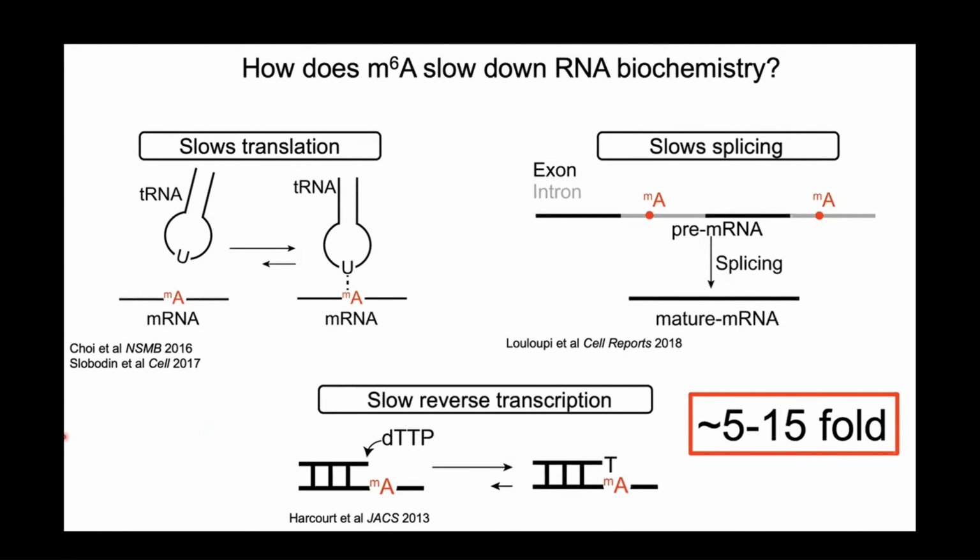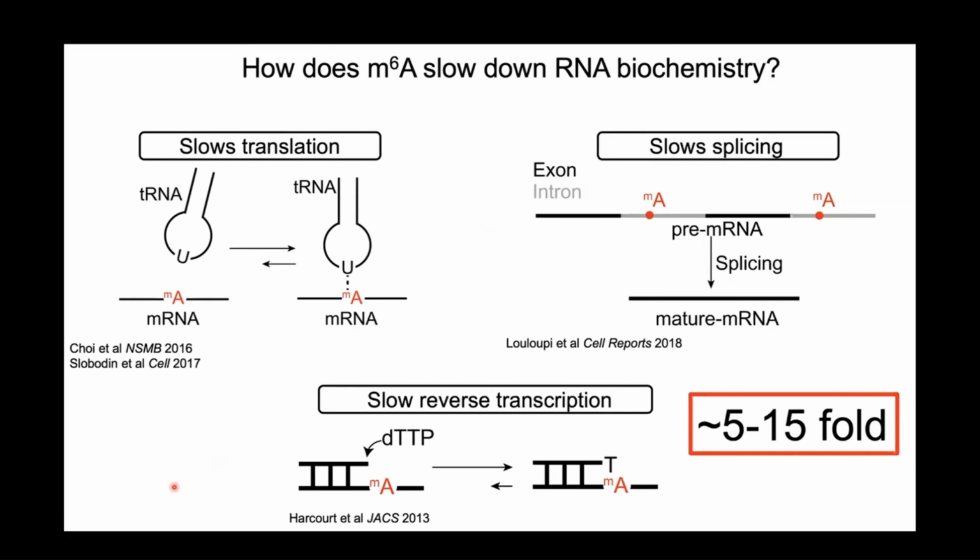So for instance, during translation, the accommodation of tRNA is in fact slowed down when you incorporate the methyl group on the messenger RNA. Likewise, splicing to create the mature mRNA is slowed down when you incorporate m6A, and also other processes that involve transcription or replication are also slowed down by the installation of this methyl group. And these slowdowns are on the order of 5 to 15-fold.